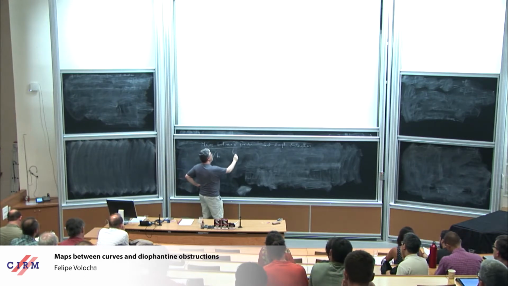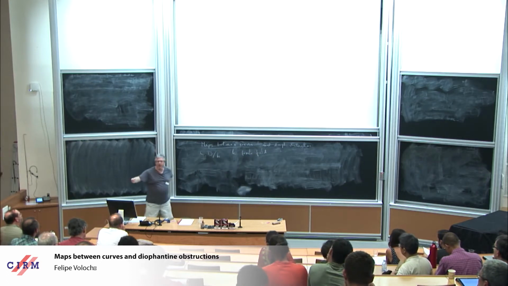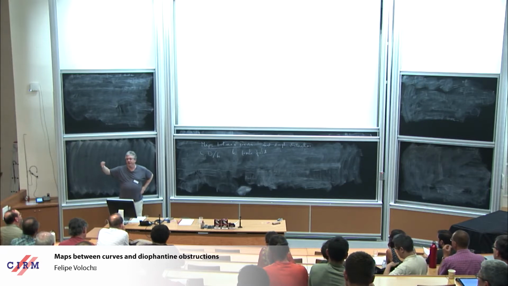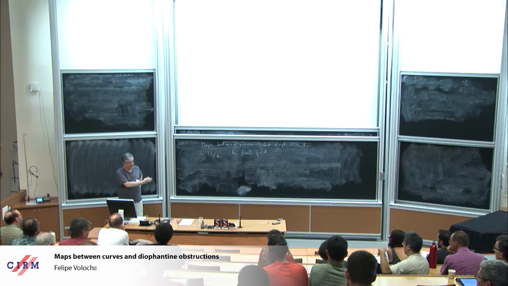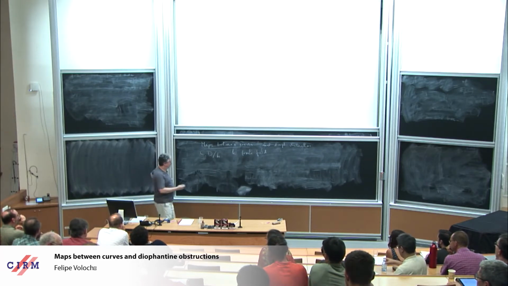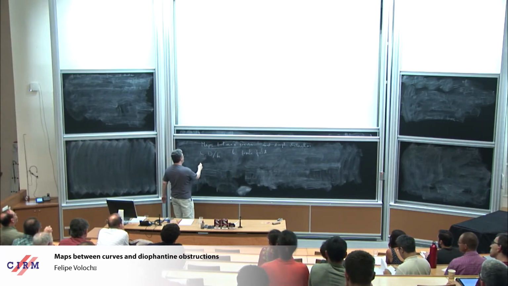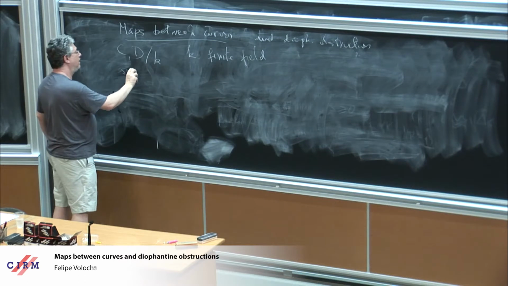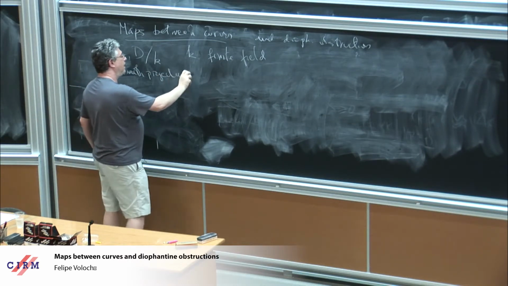So K, for me, is going to be a finite field. Some of the stuff that I'm going to say applies to arbitrary fields, but I really want to concentrate on finite fields, and some of the stuff that I will say only applies to finite fields. And I'm interested in finite fields. And so C and D are smooth, projective, algebraic curves.